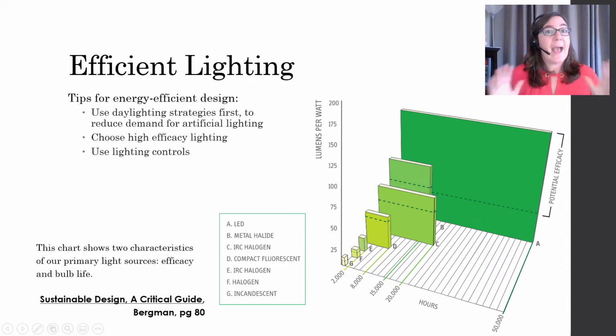Knowing all that, how do we bring that number down? How do we create energy efficient lighting? Well, the first step is to use daylighting strategies and reduce the demand for artificial lighting. You're seeing a theme here. This is across all of the different categories. The second tip here is to choose high efficacy lighting, and I'll show you what that is in the next slide. And the third tip, this is very important, is to use lighting controls.